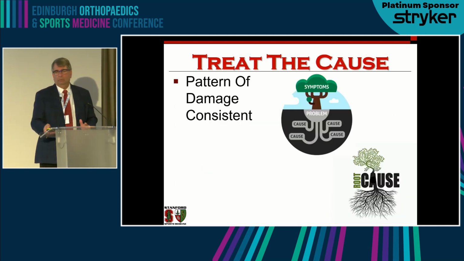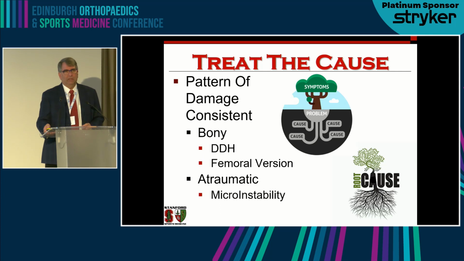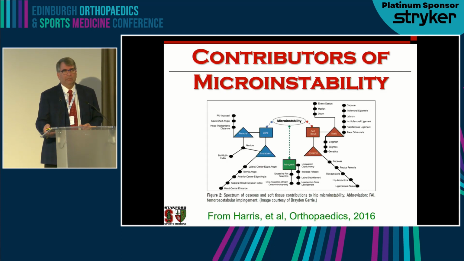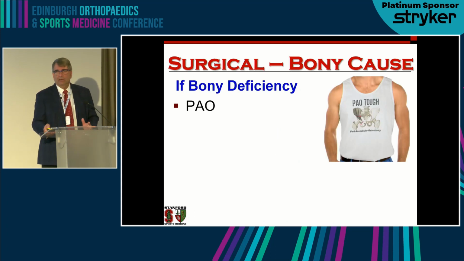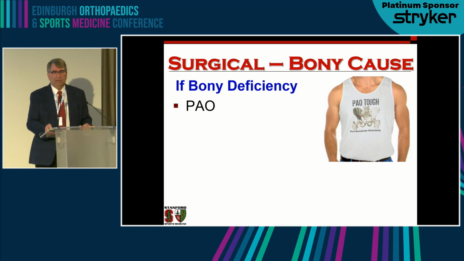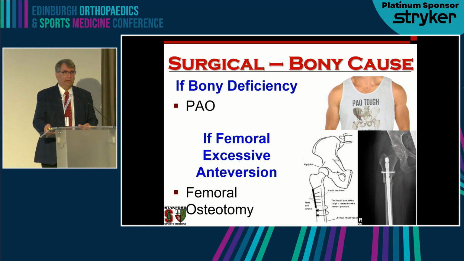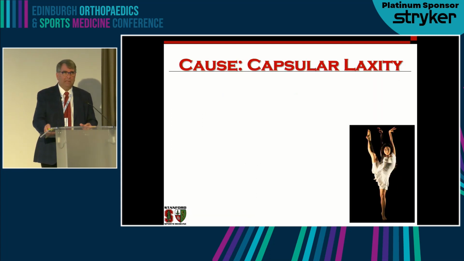As far as how else do we treat it, I think you've got to do it based on what the cause of the instability is, and there's a lot of causes. This comes from Josh Harris for the instability, but if it's bony deficiency, and particularly for me, if it's a center edge angle less than 17 degrees, I think they need a PAO. I don't think I can correct that arthroscopically. If they have excessive femoral anteversion, I think a femoral derotational osteotomy is the way to manage that.